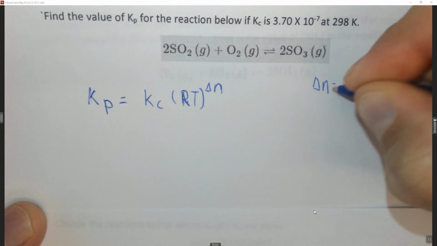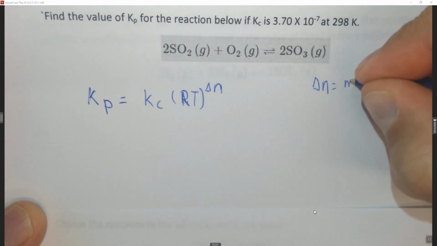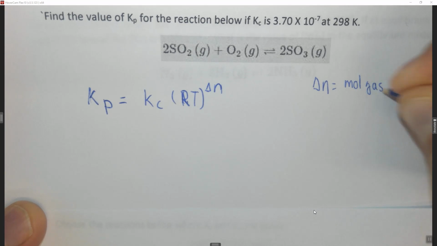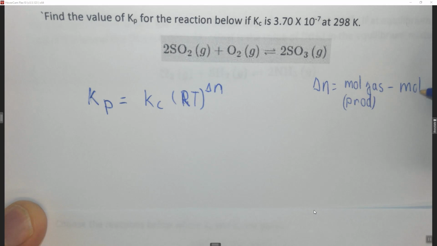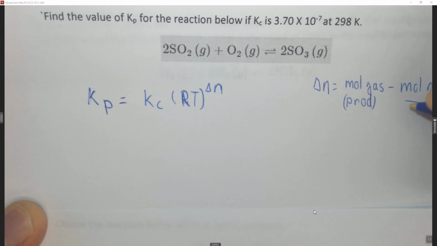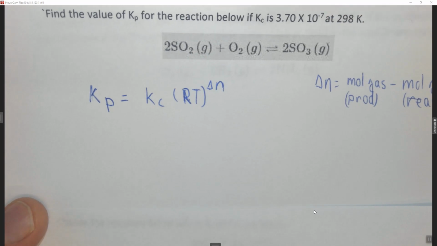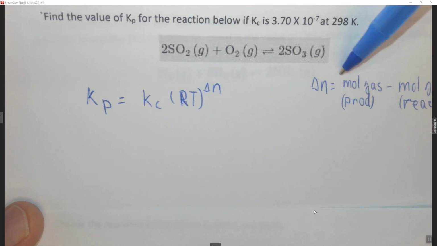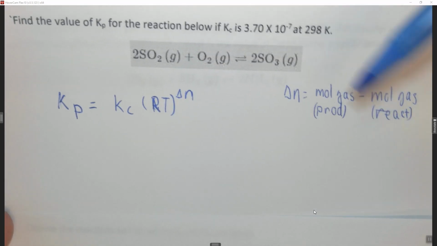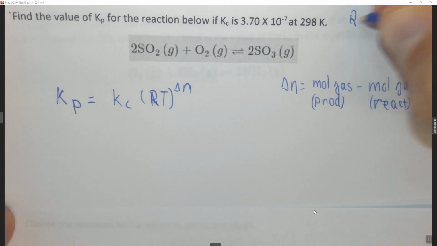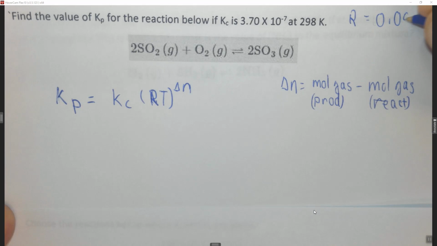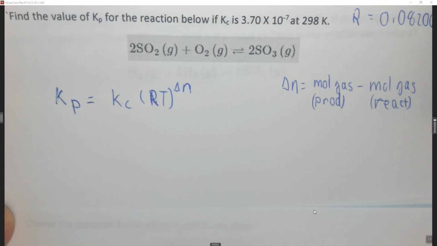And delta N is moles of gas from the products minus moles of gas from the reactants. So we're looking at the change in the moles of gas. Note that if something's not a gas, it wouldn't be part of the change of moles of gas. R is the ideal gas law constant, which is 0.08206. That's liter atmospheres per mole K.